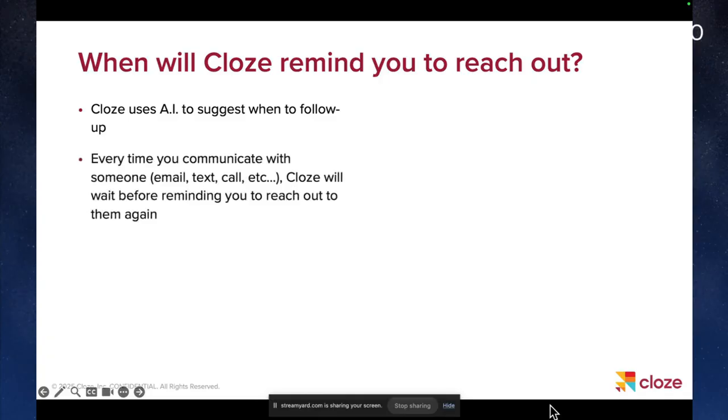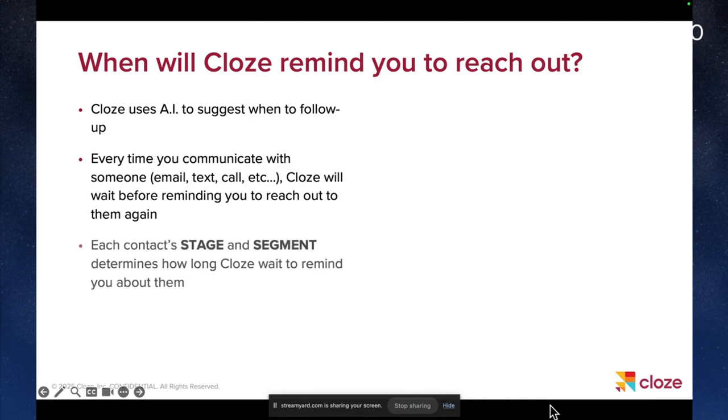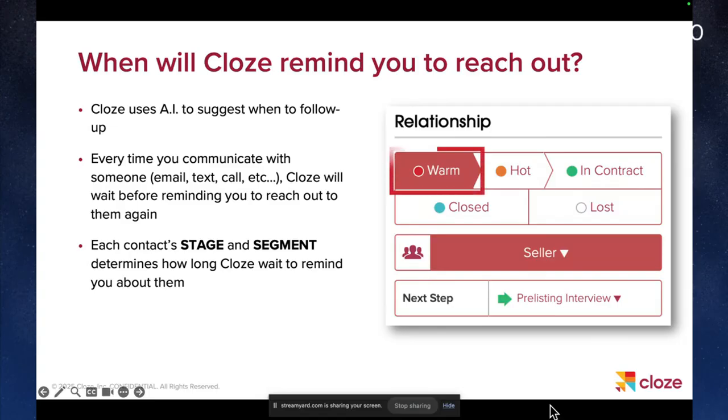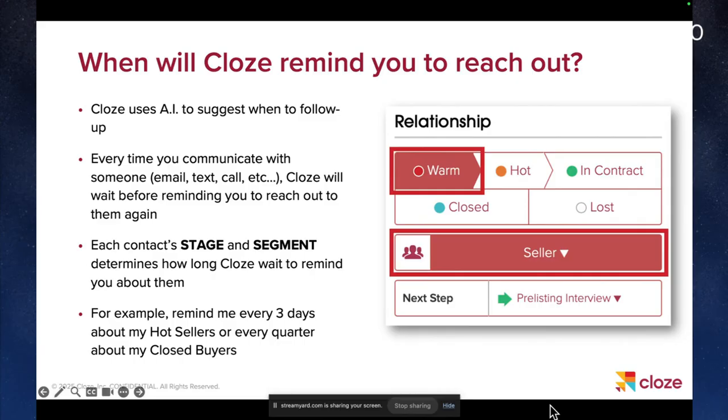So the way this works is the AI is analyzing. It's looking at your calls, your texts, your emails, and it's going to wait until it's time to reach out based on whatever analysis it's done or based on your settings. So we come back to that journey on the right there. We've got warm, hot, in contract, closed, and lost. And then below, there's a segment. So in this case, we've got a warm seller. That combination of warm seller can have its own schedule for keep in touch reminders.